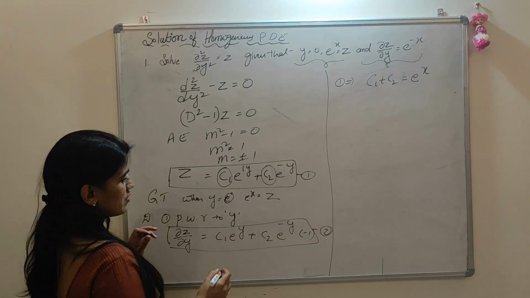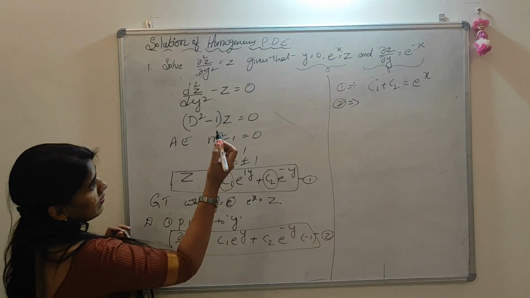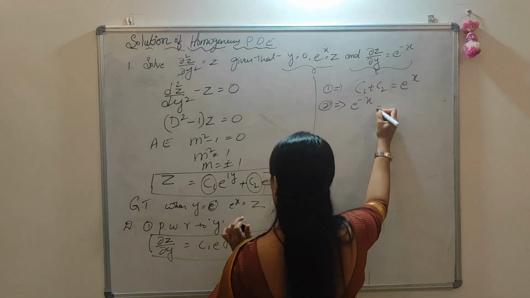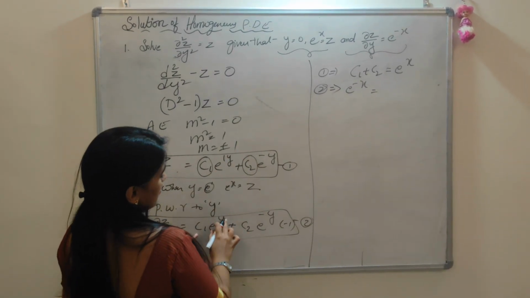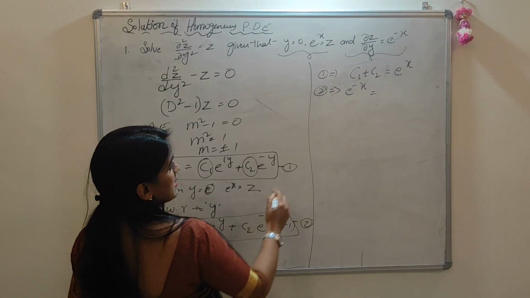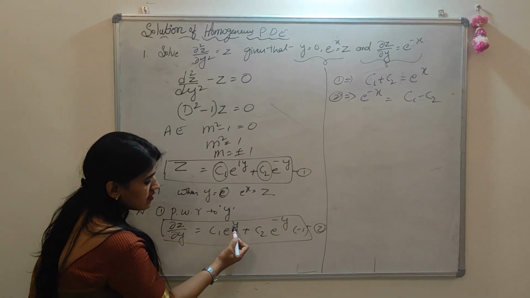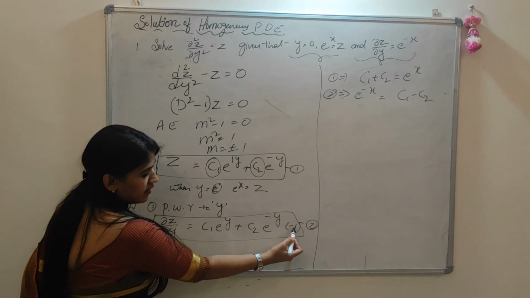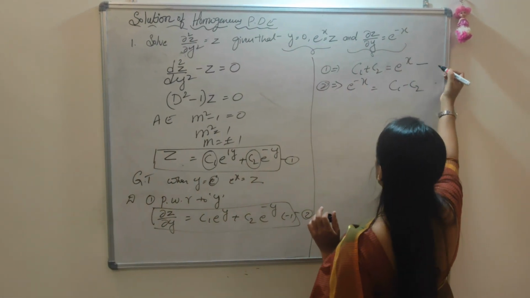Similarly for equation 2, that is ∂z/∂y, I will also substitute the given condition. What is the condition? ∂z/∂y is e^(−x) when y is 0. Again substituting, e^0 is 1 only, and the negative sign is there, so we get c1 − c2 = e^(−x). Now these are two simultaneous equations.